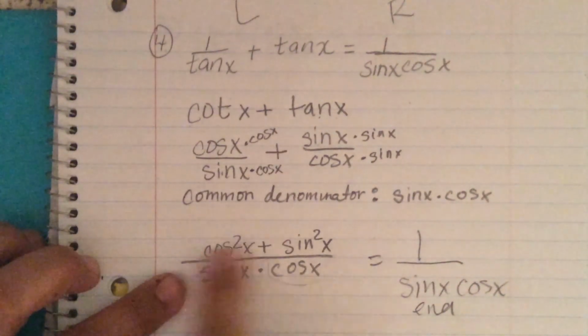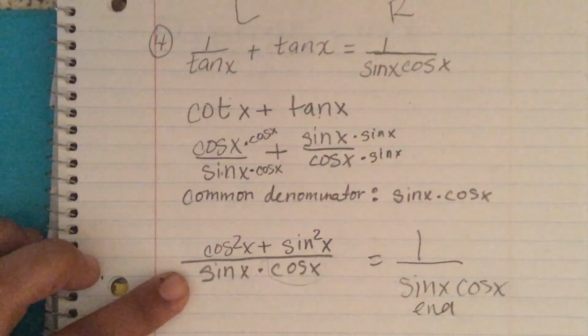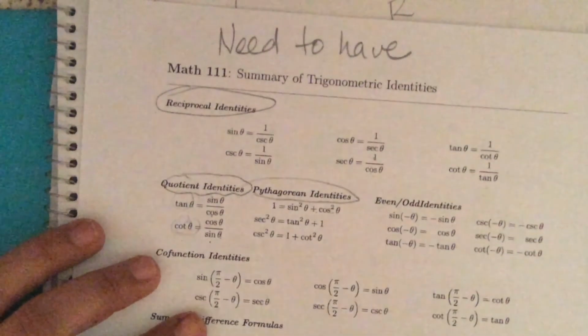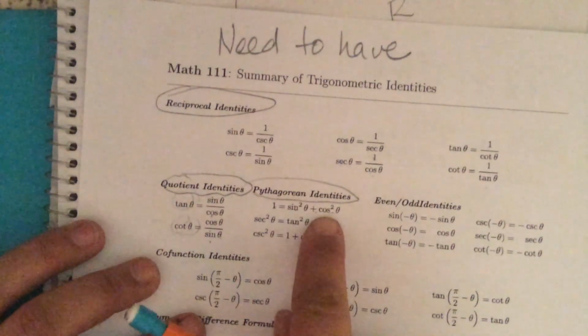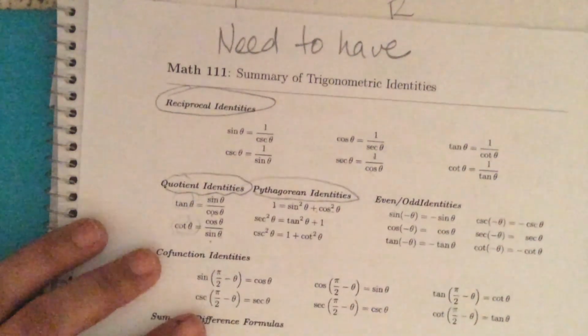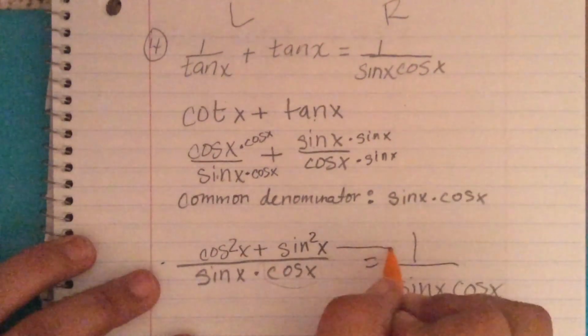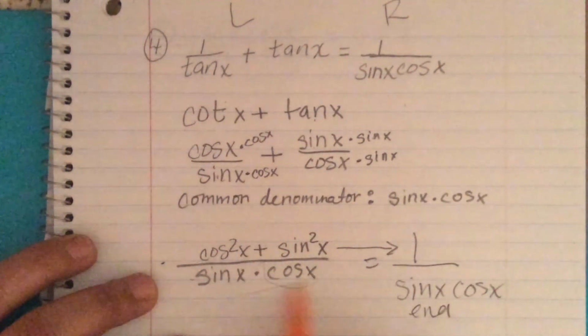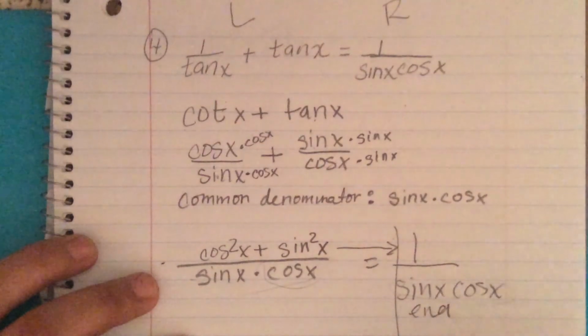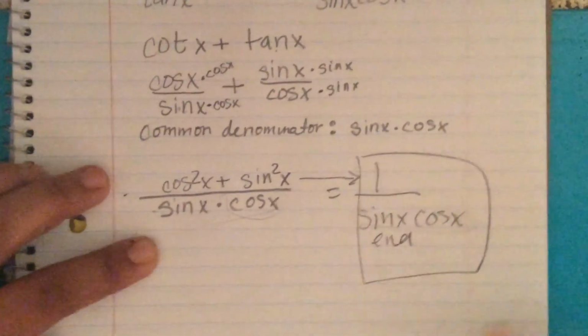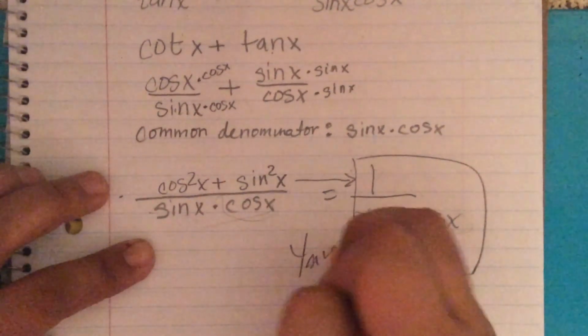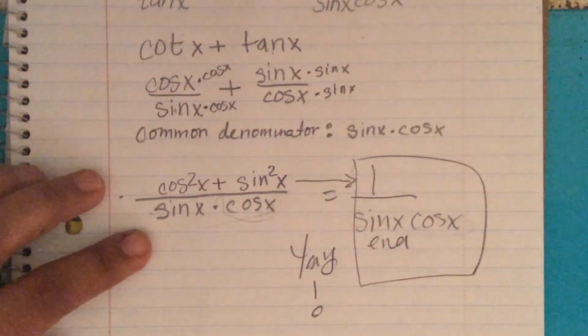And then the cosine squared plus the sine squared, if you go to your trig identities right here, the sine squared plus the cosine squared equals 1. So that equals 1 right there. And then this stays the same. You'll end up with this. You're done. Yay!